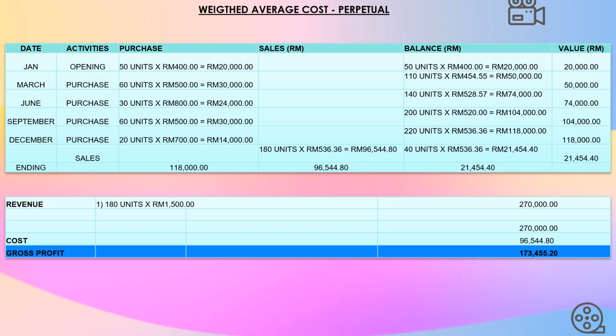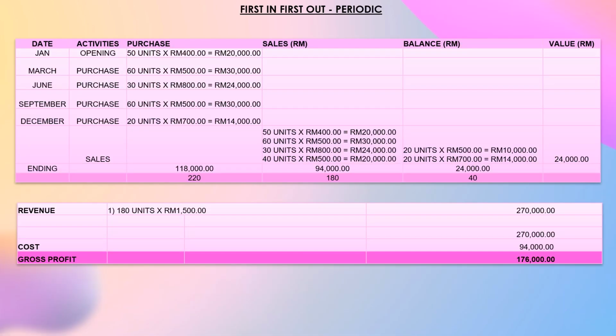168,000. For weighted average cost in perpetual, in accounting, the weighted average cost or WAC method of inventory valuation uses a weighted average to determine the amount that goes into cost of goods sold. All the transactions in WAC are in a line, and the gross profit for weighted average cost in perpetual is 173,455.20.